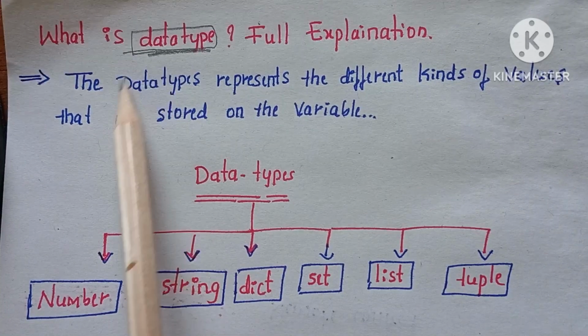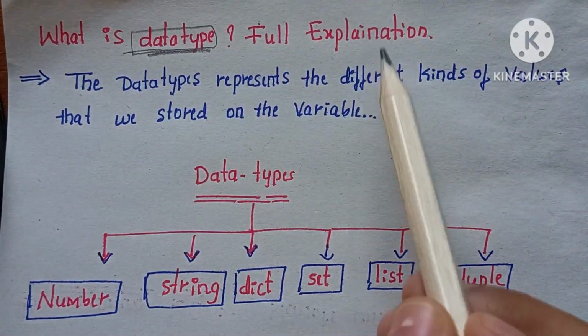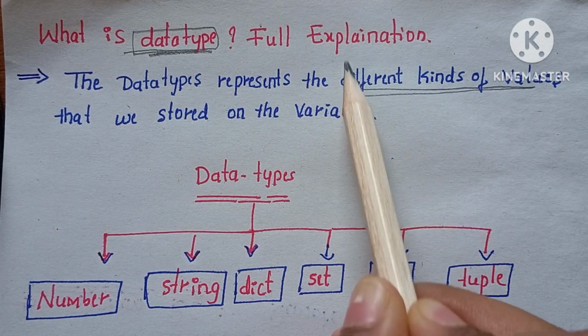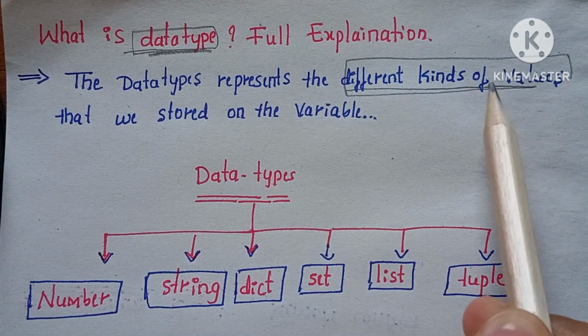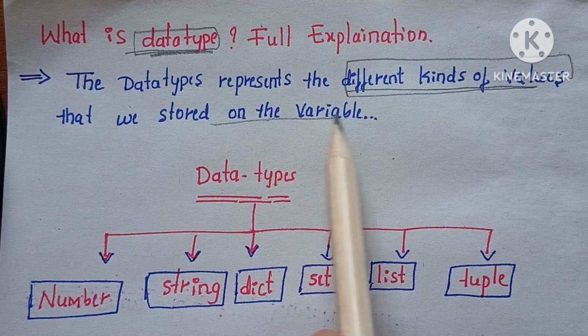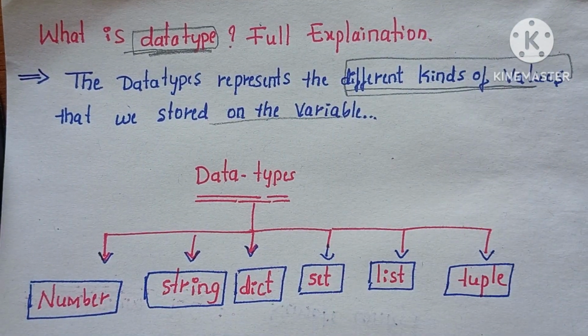What does data type mean? The data type represents the different kinds of values. These values we store in variables. So this is called data types.